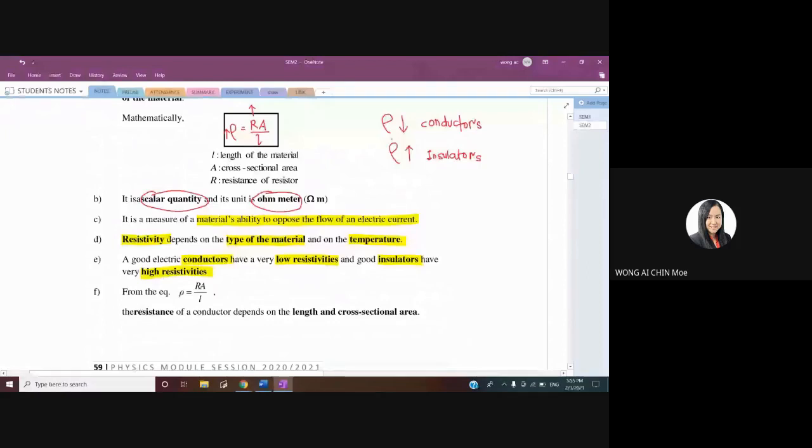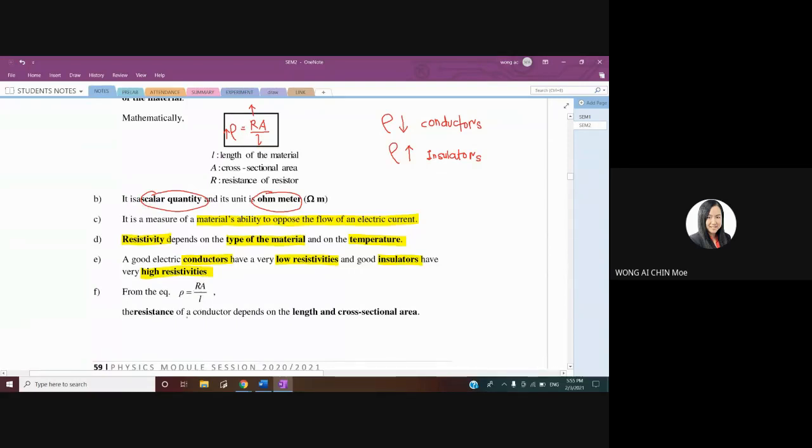If, let's say, an insulator, for example paper or glass, is an insulator, then the current does not flow in easily. That's why the resistivity is high. From the equation, resistivity equals RA over L.